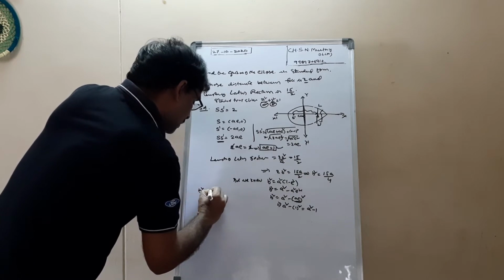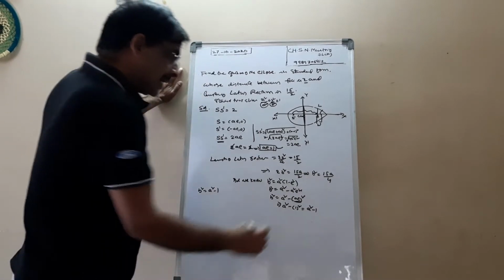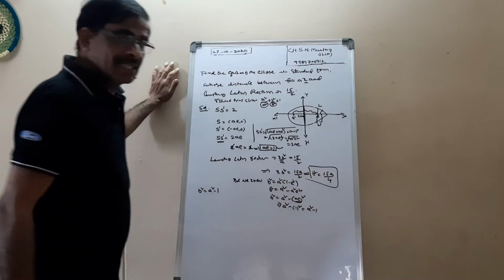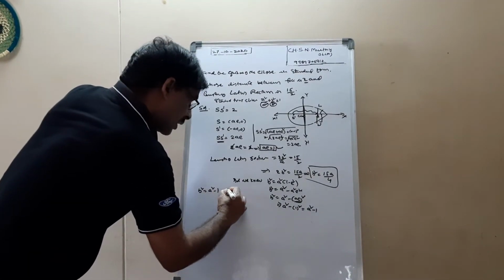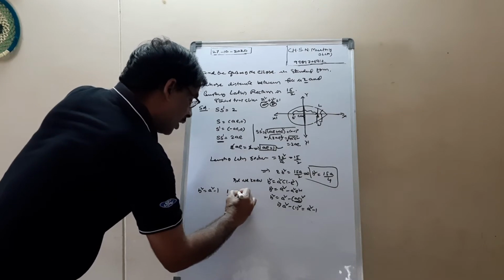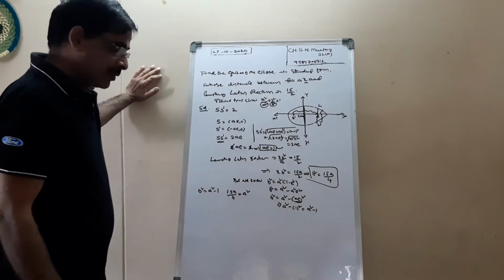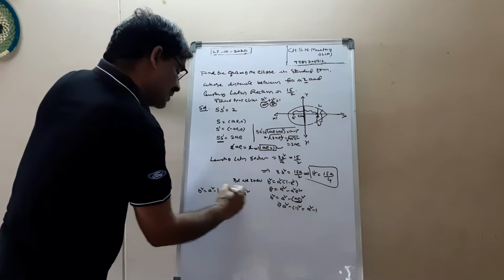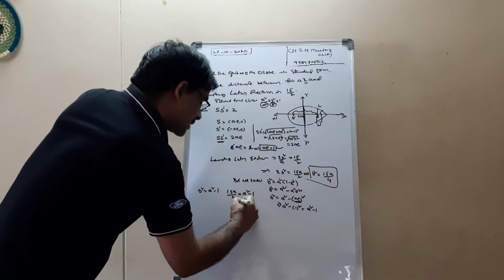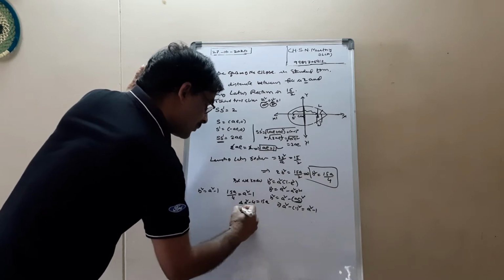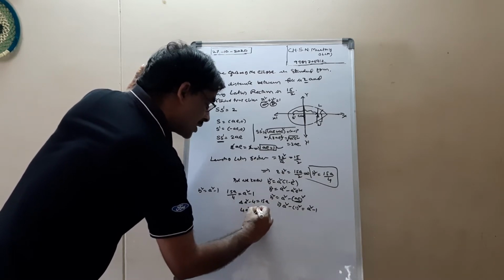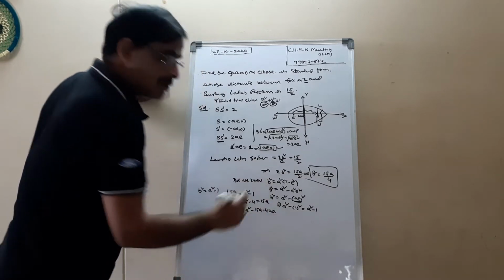b square equal to a square minus 1. Already we have the b square value, that is equal to 15a by 4. We substitute here. What happened? 15a by 4 equal to a square minus 1. Now cross multiplication: 4a square minus 4 equal to 15a, or 4a square minus 15a minus 4 equal to 0.